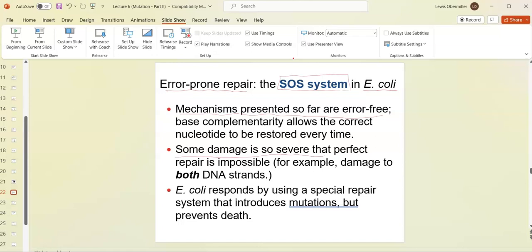And so E. coli will initiate this SOS system that introduces mutations, but in many instances prevents death, right? So you have all this mutated DNA. Let's say you have an A mismatched with a G. You don't know what it is, so you're going to invoke this system. You're going to make tons of cells, right?